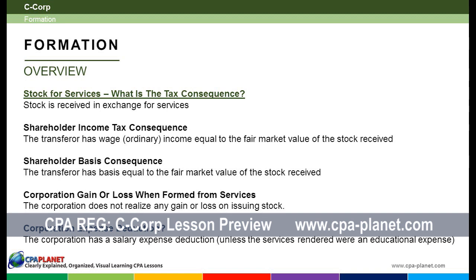Shareholder income tax consequences. The person who gives the services, you get income equal to the fair market value of the stock received. Okay, so you paint the roof for these guys. They give you stock. Your income is equal to the fair market value of the stock received. Shareholder basis consequences. The basis equals the fair market value of the stock received. Income is fair market value, basis is fair market value. Corporation gain consequences, no gain or loss recognized.